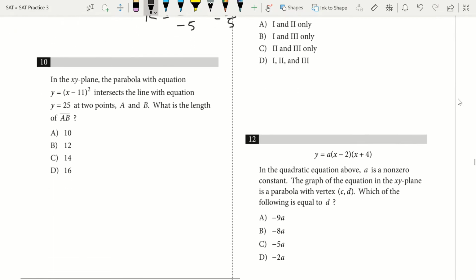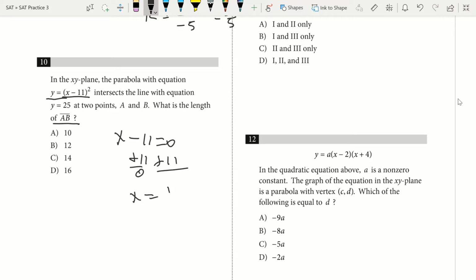Question 10. In the xy-plane, the parabola with the equation y equals (x minus 11) squared intersects the line with equation y equals 25 at 2 points, A and B. What is the length of line AB? Alright, well, we know our vertex, if we look at our equation up here, is going to be at x minus 11 equals 0. We add 11 to each side, right? And we get x equals 11, right? So that's our vertex, okay?